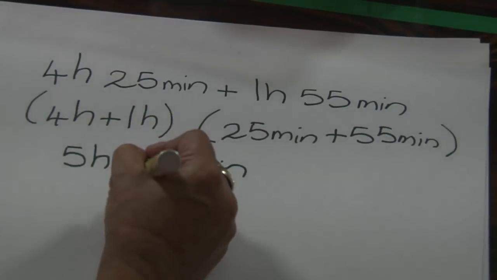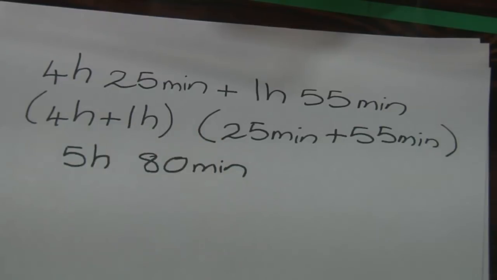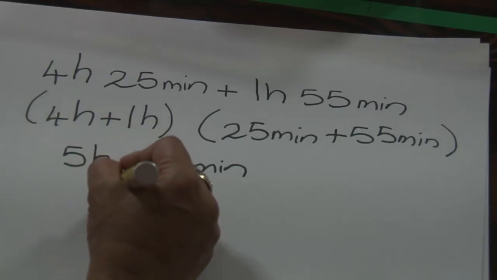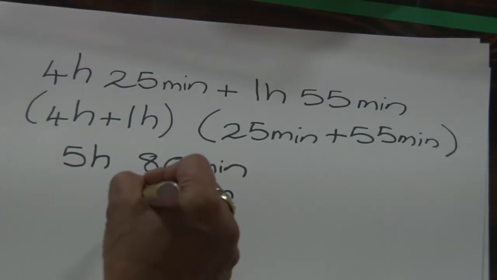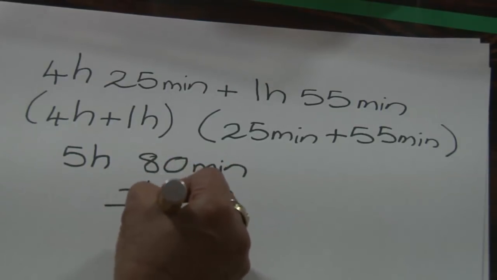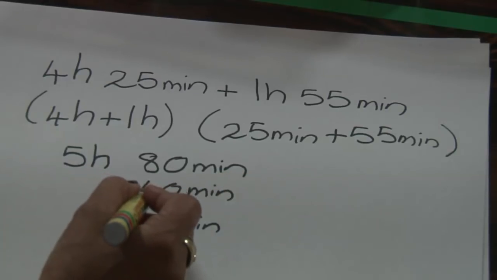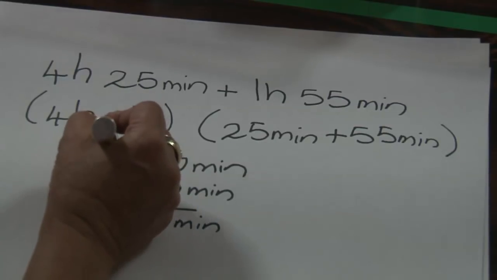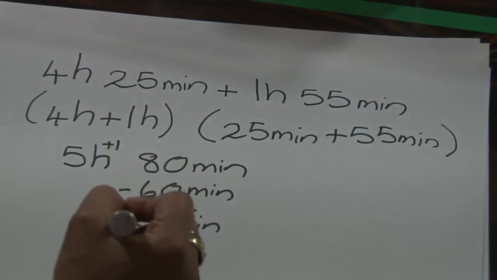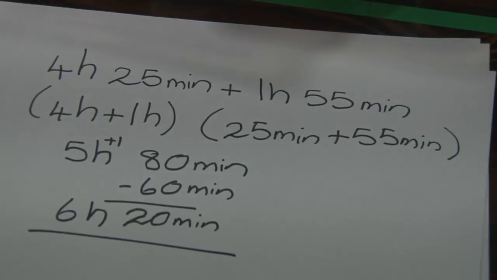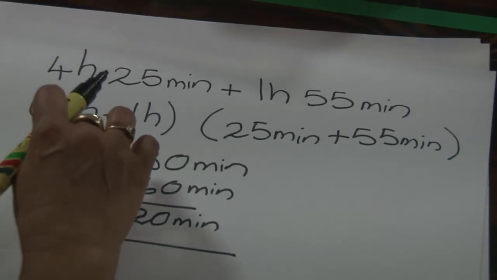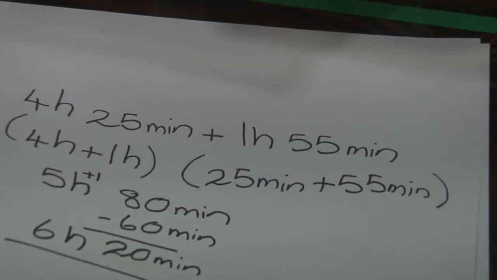Right, what do I see? I see that 80 minutes is more than 1 hour because there are 60 minutes in an hour. So I subtract the 60 minutes, which will give me 20 minutes. So this 60 minutes is 1 hour. So I have 5 hours plus this 1 hour, which will give me now 6 hours 20 minutes. What do I do? I group my hours and I group my minutes.